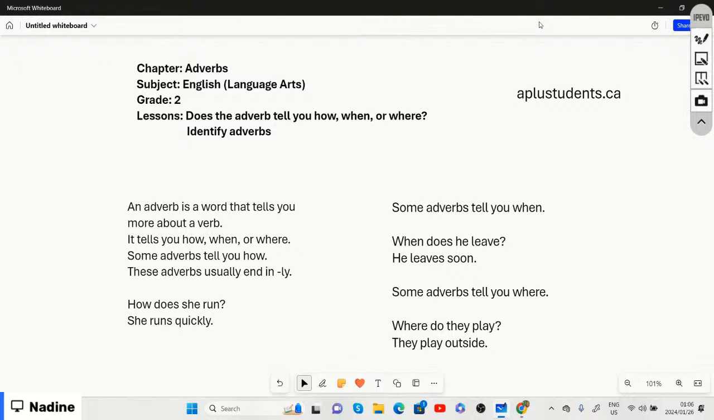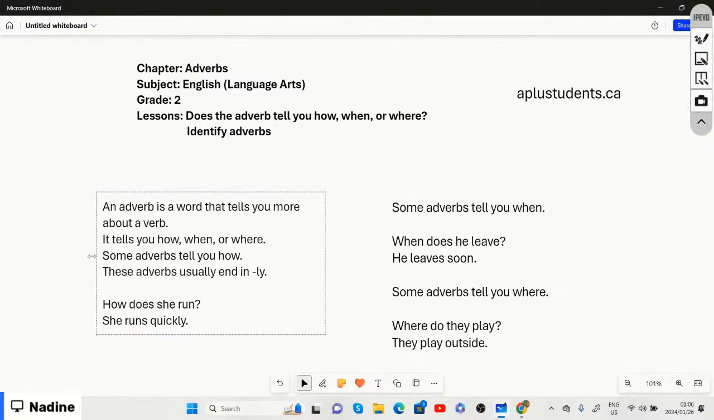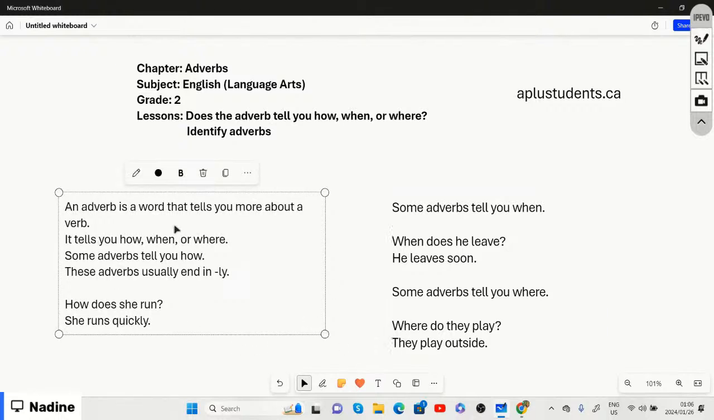All right. So we're doing adverbs, right? And when it comes to adverbs, an adverb is a word that tells you more about the verb. It's almost like it modifies the verb, but it basically tells us more about the verb. So that's an adverb. And an adverb tells you how, it tells you when, or it tells you even where.